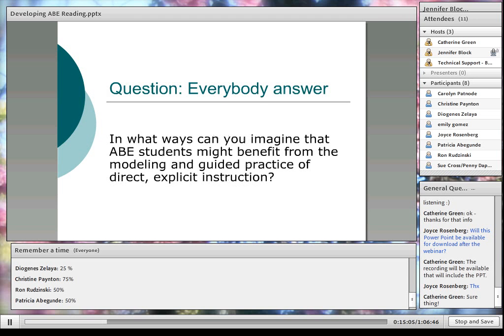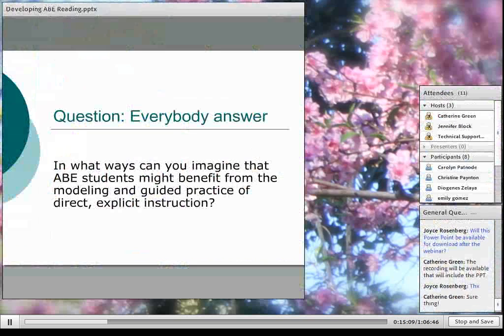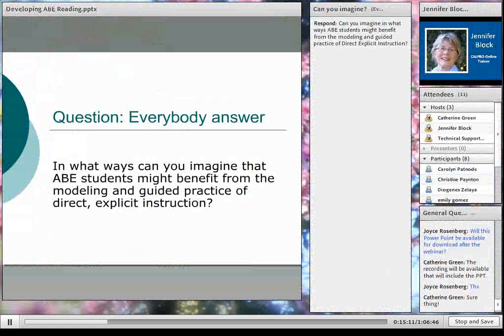All right. Okay. If we can move on for just a moment, change the layout here. So, a question for everybody. In what ways can you imagine that ABE students might benefit from the modeling and guided practice of direct explicit instruction? We could take a minute to kind of reflect on this.